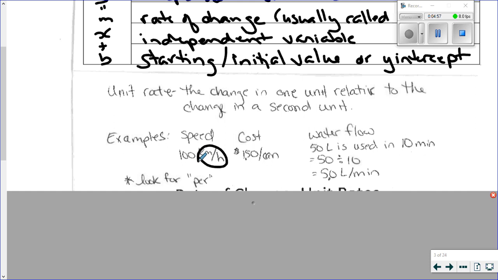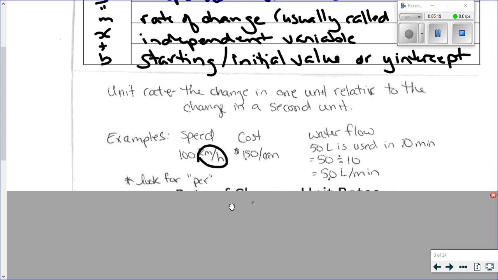Sometimes we have to develop what the unit rate is. Sometimes we're given what the overall values are and we have to figure it out in the end. So for example, my water flow example, number 3, if 50 liters of water is used up in 10 minutes, it means that we're using up 5 liters per minute.